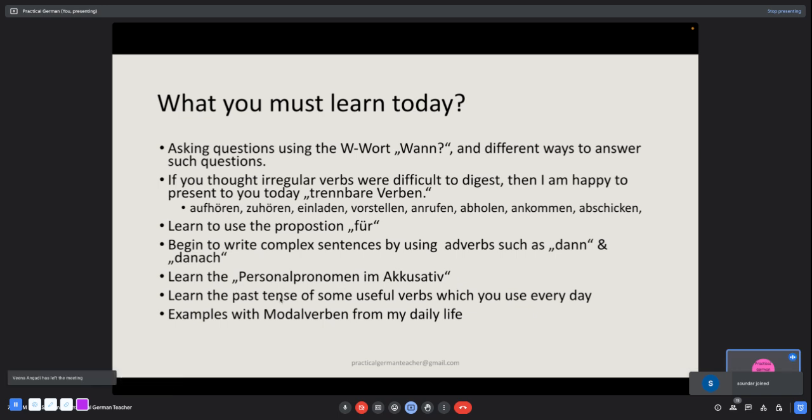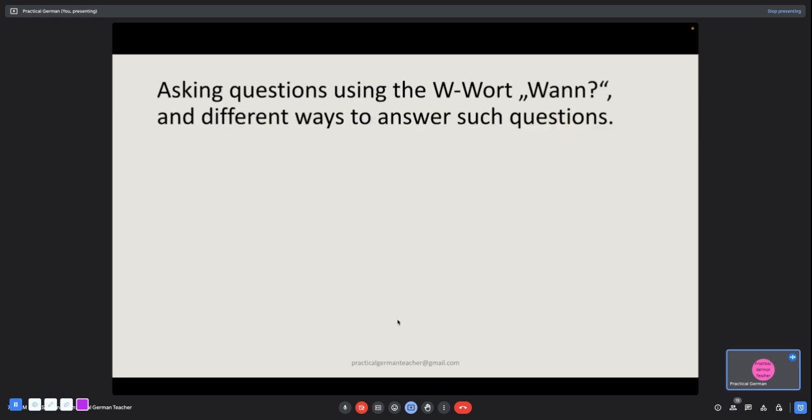Then we will learn the past tense of some useful verbs. Let's see if we can do that. And let's go for examples. We'll do exercises with Modalverben. These examples are from my life. I mean, you can easily modify them to say things about your life as well. Okay, so asking questions using the W word one and different ways to answer such questions.